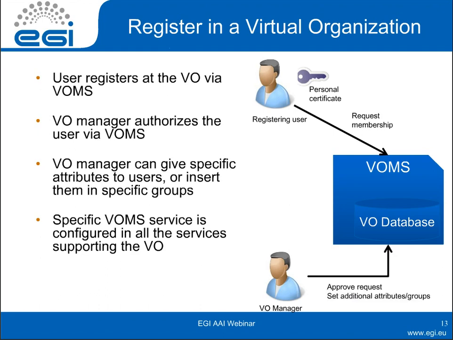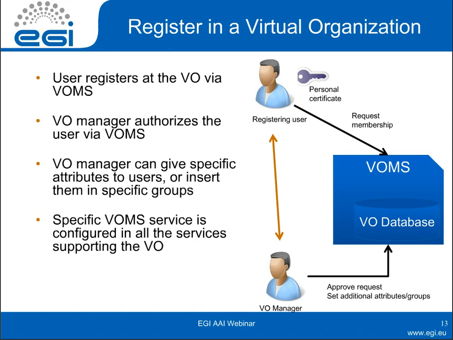Then the VO manager, if it's the case, approves the request, adding all the attributes and roles to the user request, so assigning all the actual capability to the user through the VOMS groups and roles. And of course, the VO manager must know the user, be in contact with him, so know that he's part of his collaboration. And this is basically it to set up, to authorize users to access the resources that are devoted to the research community. This is because the specific VOMS service used by the virtual organization is configured by the EGI service providers who support the virtual organization.